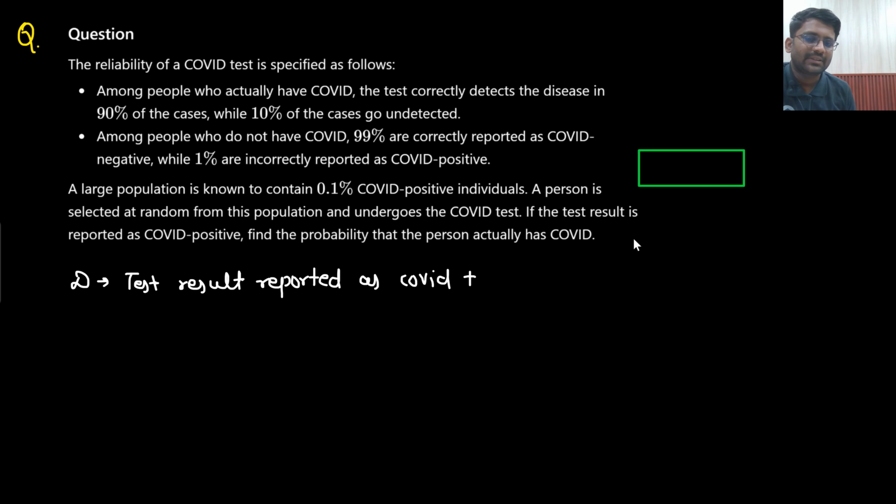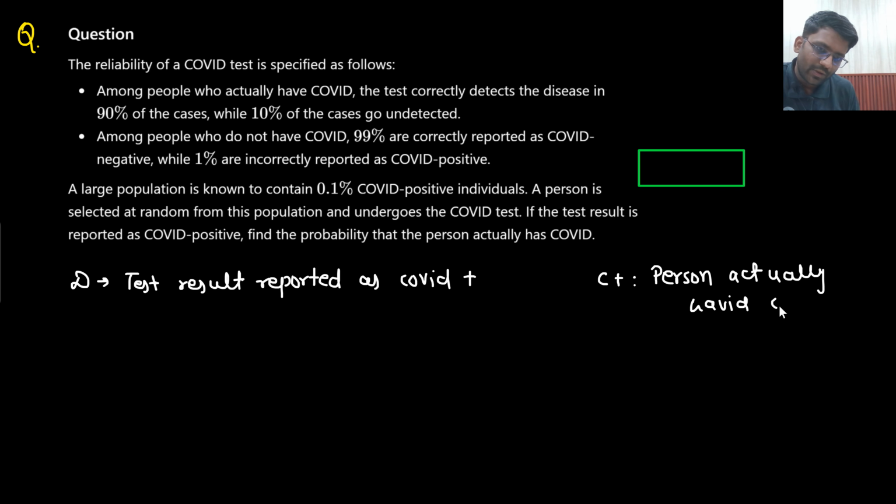Then find the probability that the person is actually having COVID. So I am saying C positive is person actually having COVID. So what you are supposed to find out? You are supposed to find out this particular thing. Find the probability that the person is actually having COVID positive, given that the test is also showing COVID positive.